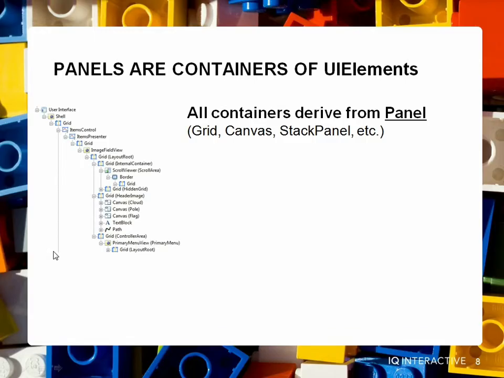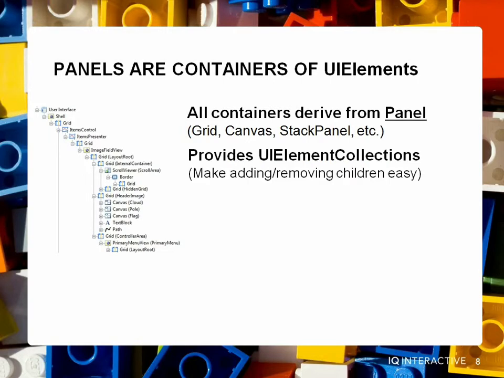One thing to keep in mind about panels is that they are themselves a UI element. It's still just a UI element. The difference is that it provides a .Children property, which is a collection of UI elements. So you can see any of these here that show something inside of it, grid, border, all these things are types of panels, and they have a collection of UI elements. It's a UIElementCollection.